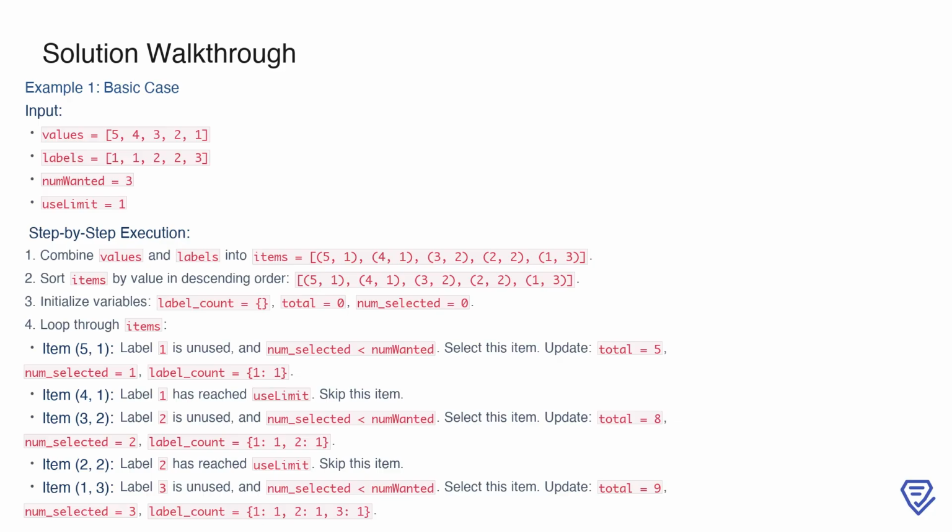Then we process (3, 2). Label 2 isn't used and we can still select more items, so we pick it. Our total becomes 8, number_selected increases to 2, and label_count is updated to {1: 1, 2: 1}. Moving on to (2, 2), label 2 has reached its use limit, so we skip it as well. Finally, we examine (1, 3). Label 3 isn't used, and we still haven't reached the maximum of 3 items, so we select this one. The total becomes 9, number_selected increases to 3, and label_count updates to {1: 1, 2: 1, 3: 1}.